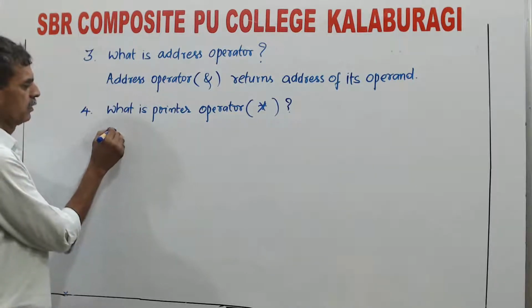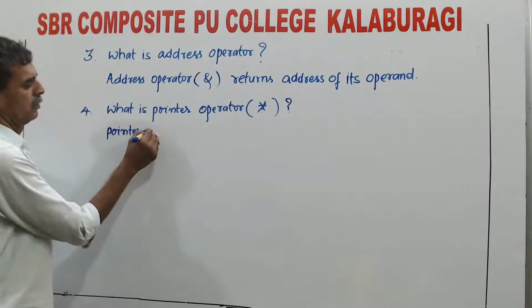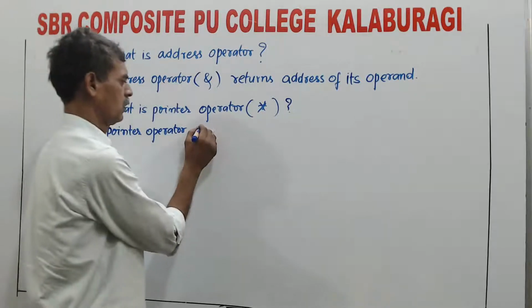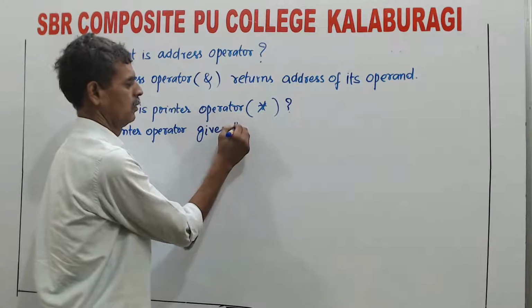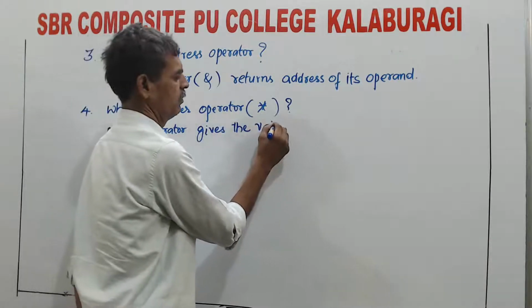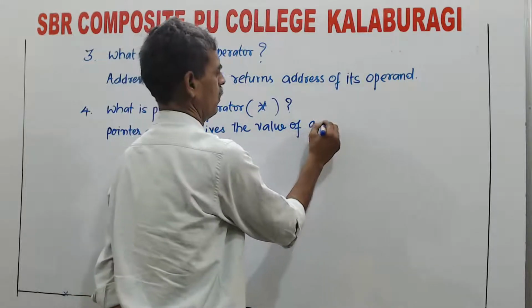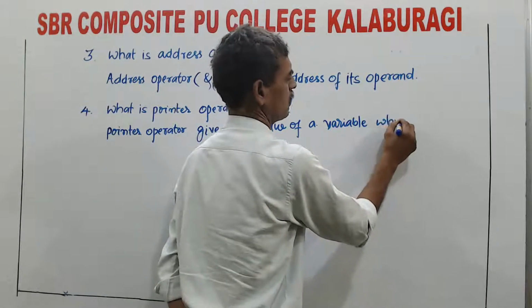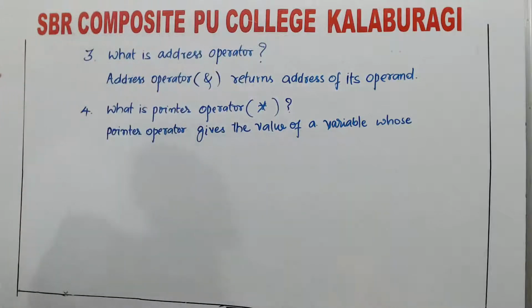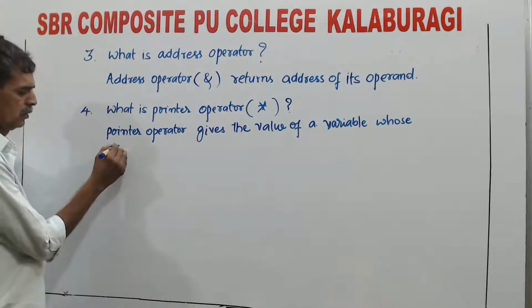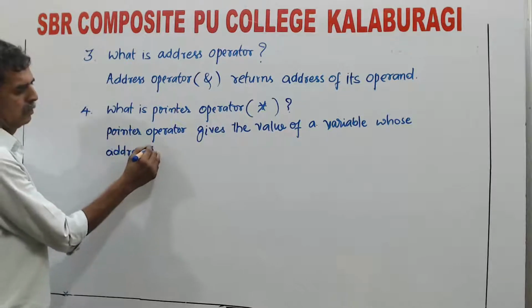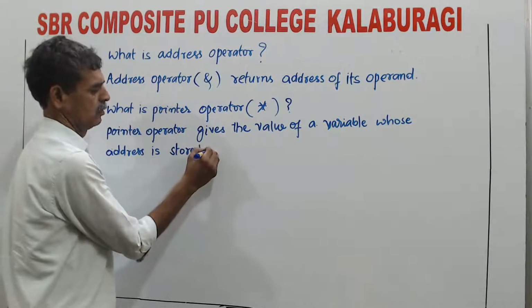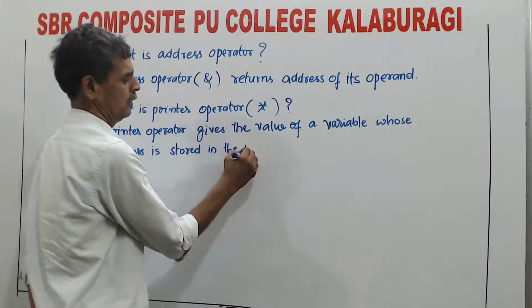Pointer operator gives the value of a variable whose address is stored in the pointer. Okay, right.